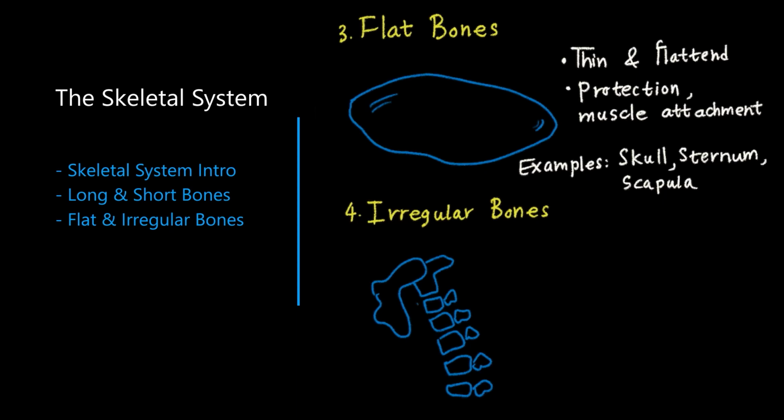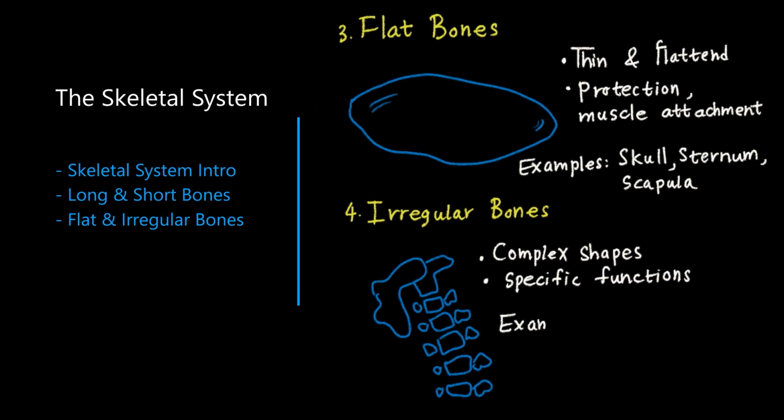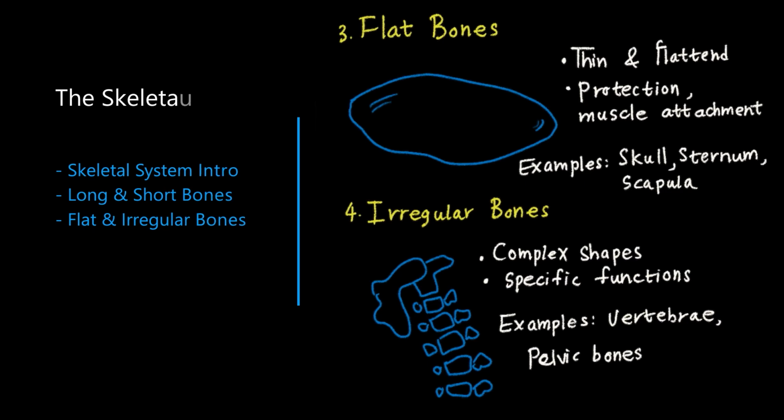Finally, there are irregular bones. These are bones with complex shapes that don't fit into the other categories. Their unique shapes are suited for their specific functions. The vertebrae of your spine are a perfect example. Their odd shape allows them to protect the spinal cord, while also permitting flexibility. The pelvic bones are another example of irregular bones.